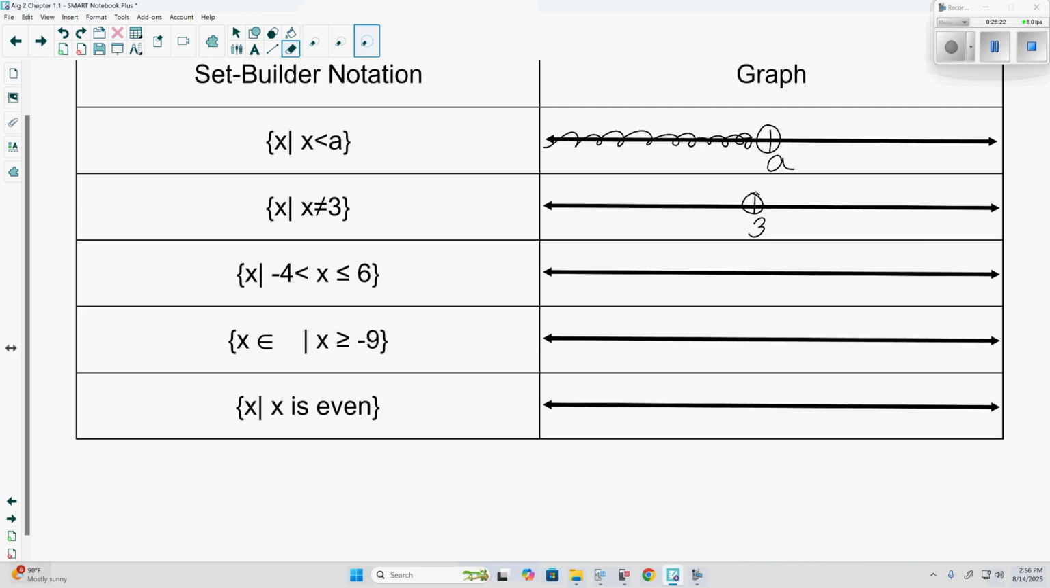We could have it be infinity. We could also have it be what? 4. We could have it be 6, 7, pi, as long as it's not what? 3. It can't be 3. It's any number but 3. So how would we graph this? We would shade to the left and to the right, because it can be anything but 3. I don't know what 3 did to this problem, but it's not included.